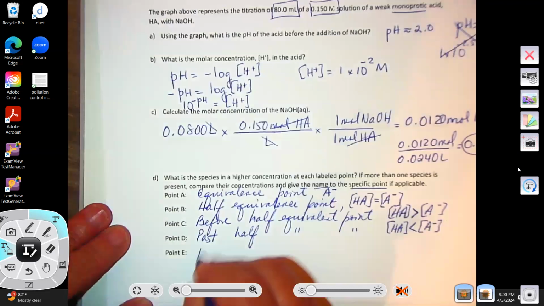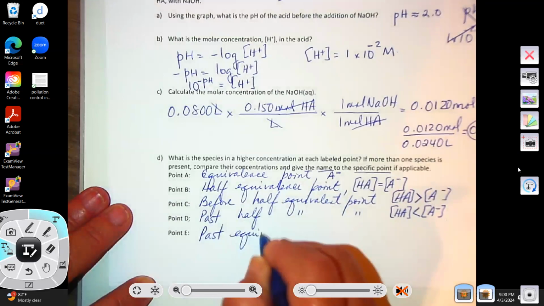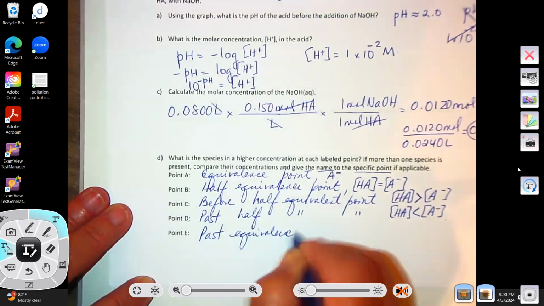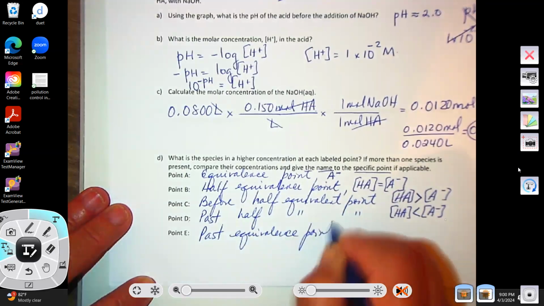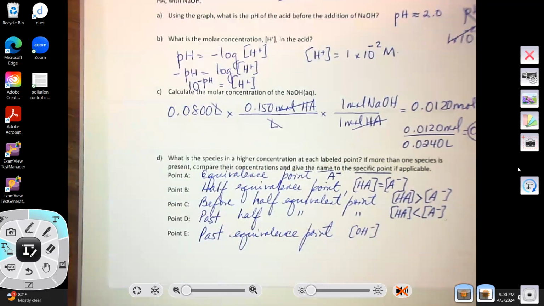And then finally in point E, when you're past the equivalence point, then of course in there, you're gonna have an excess of the strong base. So that's why the strong base is going to determine the pH.